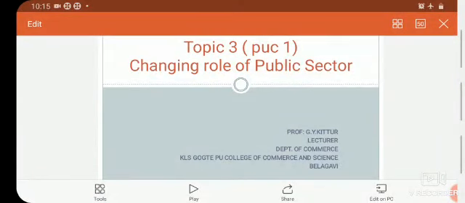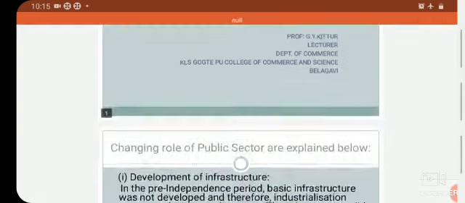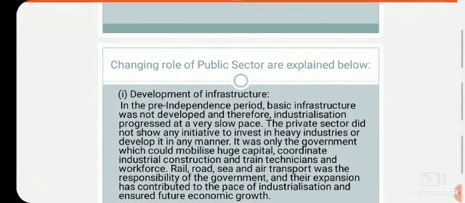Dear students, in this online class, we are going to learn about the changing role of public sector. As you already came to know in the beginning of this chapter about Indian economy, the Indian economy is a mixture of both public and private. So in this online class, the changing role of public sector can be better understood with the help of the following points.